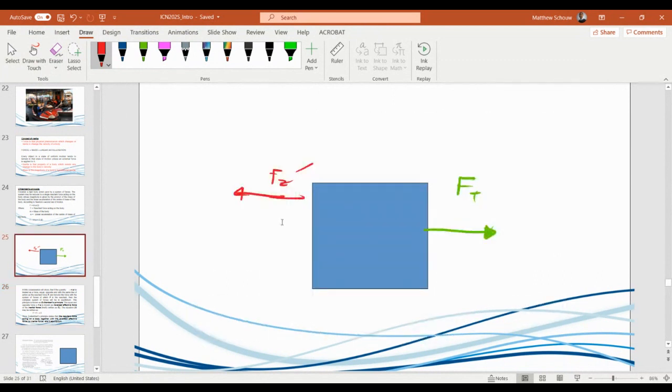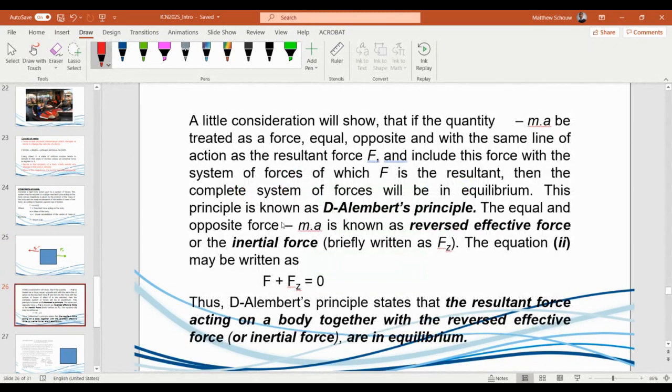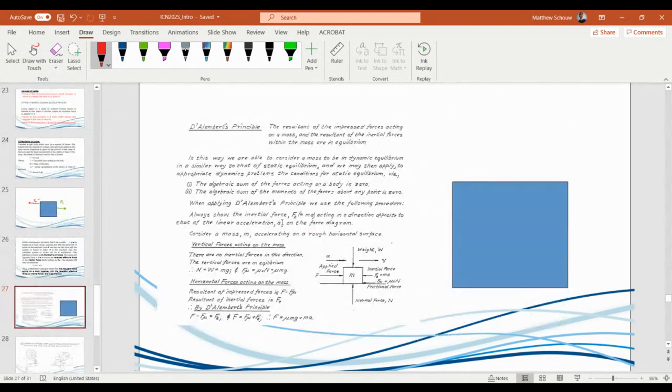So the idea is, of course, equilibrium, because it has to balance out. Everything in life is symmetrical. We apply forces on one side, we're getting resistance on the other side. They're equal to each other. This is called D'Alembert's principle, the equal and opposite MA. I think we touched on that. People did touch on this in high school. That is the inertial force, and we'll be calling that Fz. The principle states that the resultant force acting on a body together with the reversed effective force, or inertial force, are in equilibrium. You get the idea there. So that's all it essentially is.